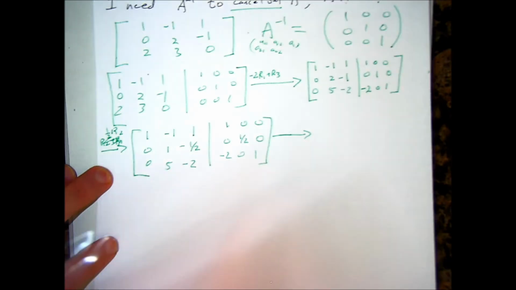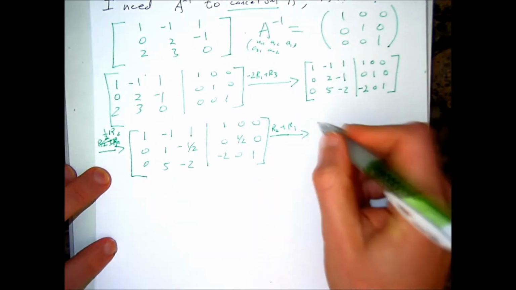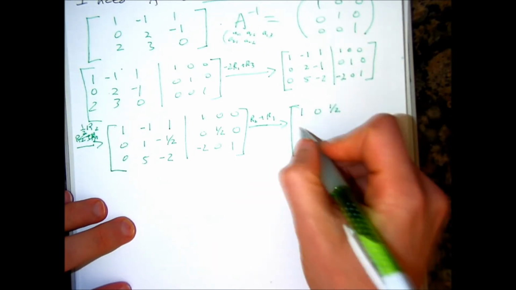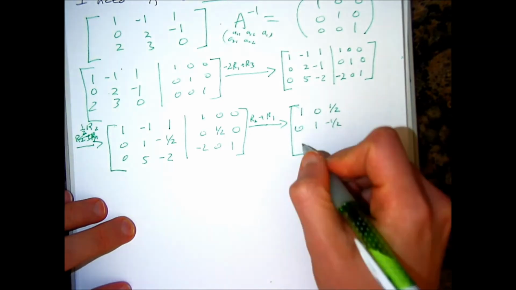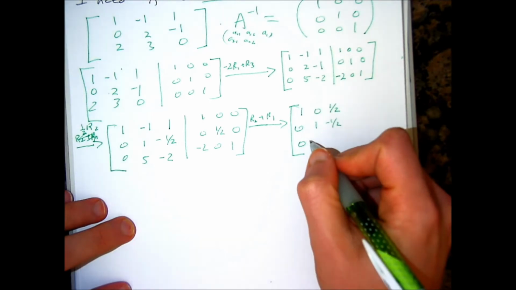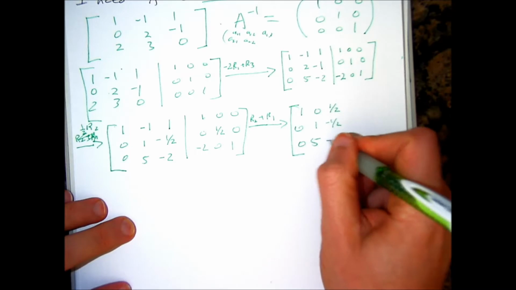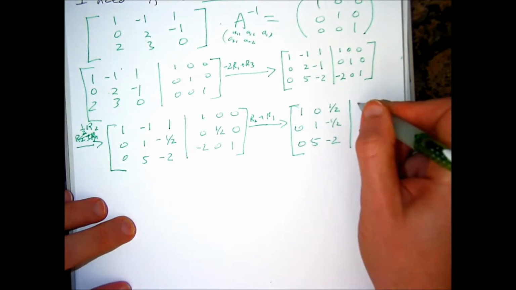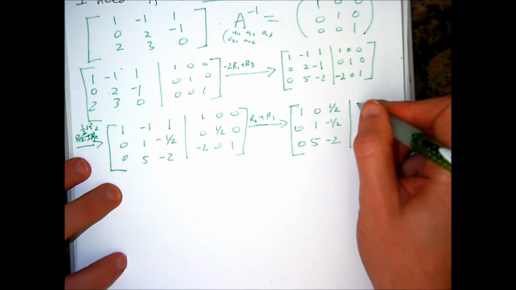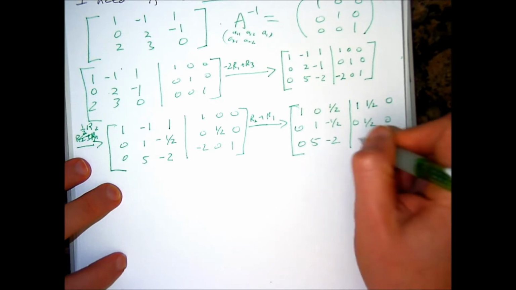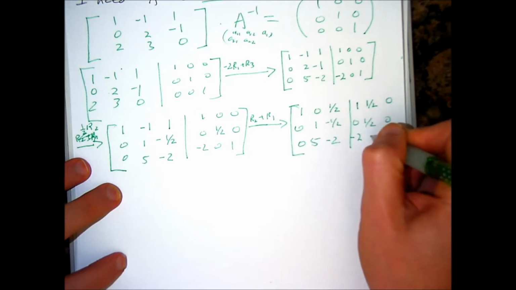Okay, now let's add together row 2 and row 1. And we'll end up with 1, 0, 1/2, and that's the only thing that changes, so everything else is just 0, 1, -1/2, 0, 5, and -2. And then this is 1, 1/2, and 0, 0, 1/2, and 0, -2, 0, and 1.